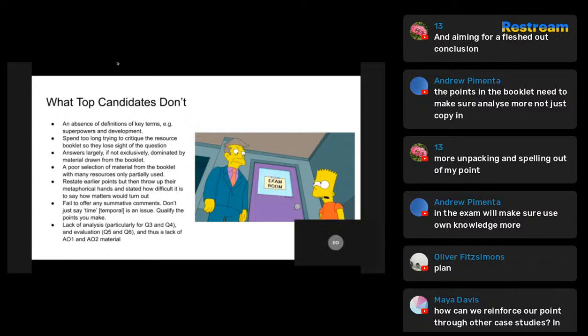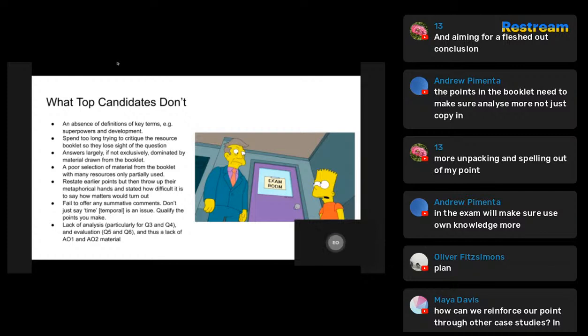Next, they fail to offer any summative statements. Don't just say time is an issue. Qualify the points that you make. So just the point that I just made there, right? Don't just say that time will tell, right? You've got to say, well, in the short term, 1 to 2 years, this could happen. And then qualify it, give some justification for it.